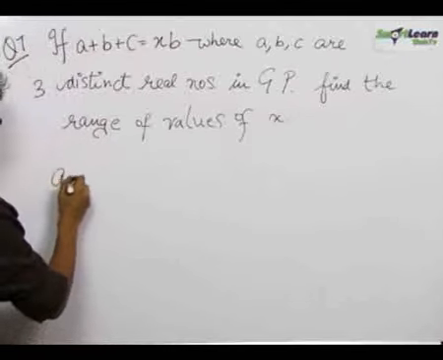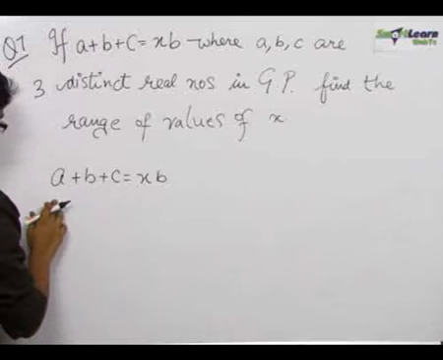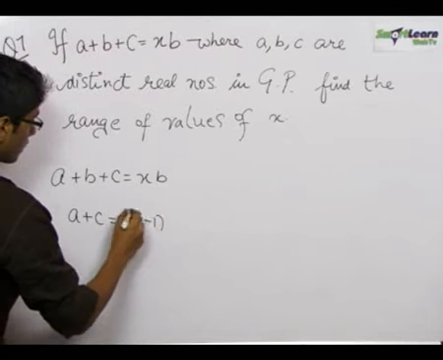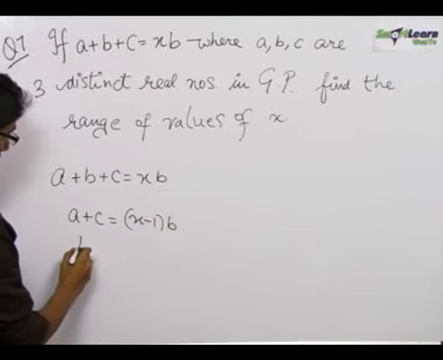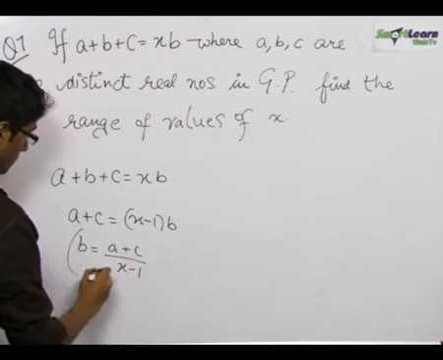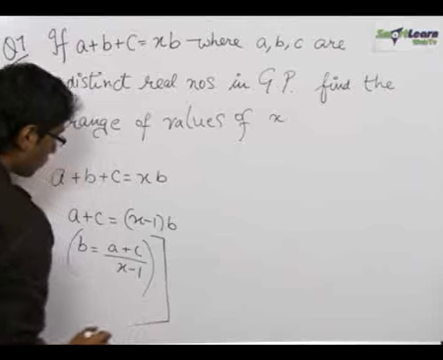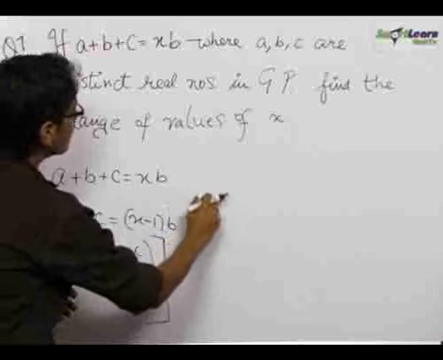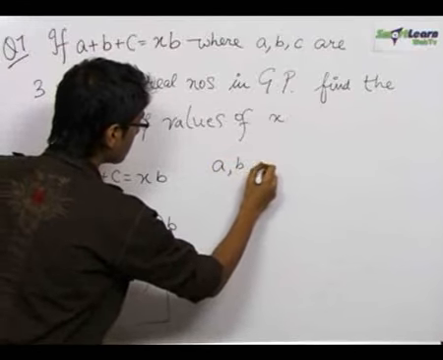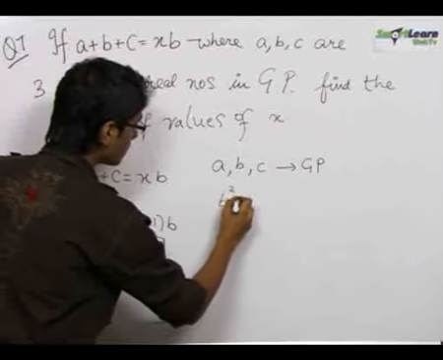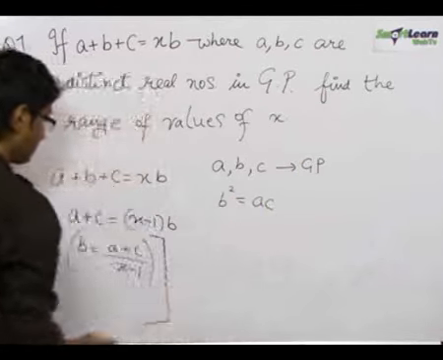Now a plus b plus c is equal to x times b. So we write this as a plus c equals x minus 1 times b, or b is equal to a plus c upon x minus 1. We remember this because it may be useful after some time. Now we know that a, b, c are in GP, hence b square equals ac.